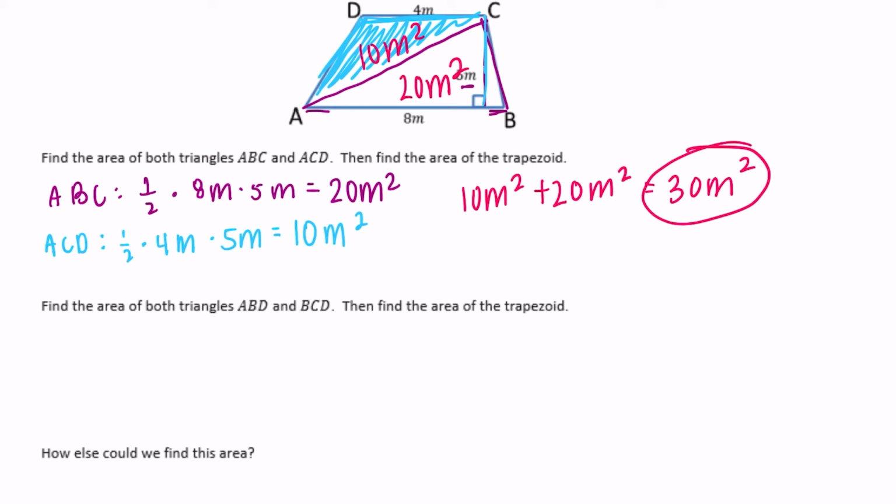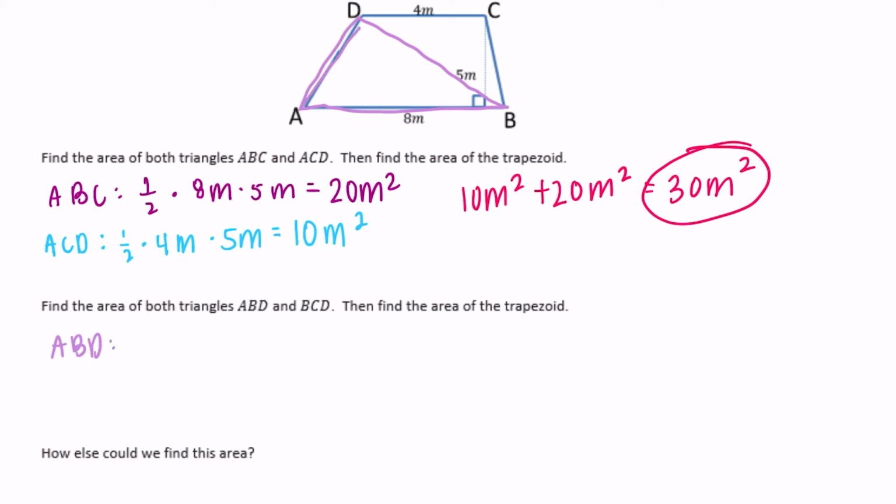Okay, so now it wants us to do it a different way. So I'm going to erase so I can work with it this way. So now it says find the area of both triangles ABD. So now we're going to do it differently. So ABD. So let's find that one. 1/2 times, see, the length is 5 times the height is still 5, or sorry, the base was 8, not 5. 8 meters times the height is 5 meters. So that's equal to 20 meters squared.